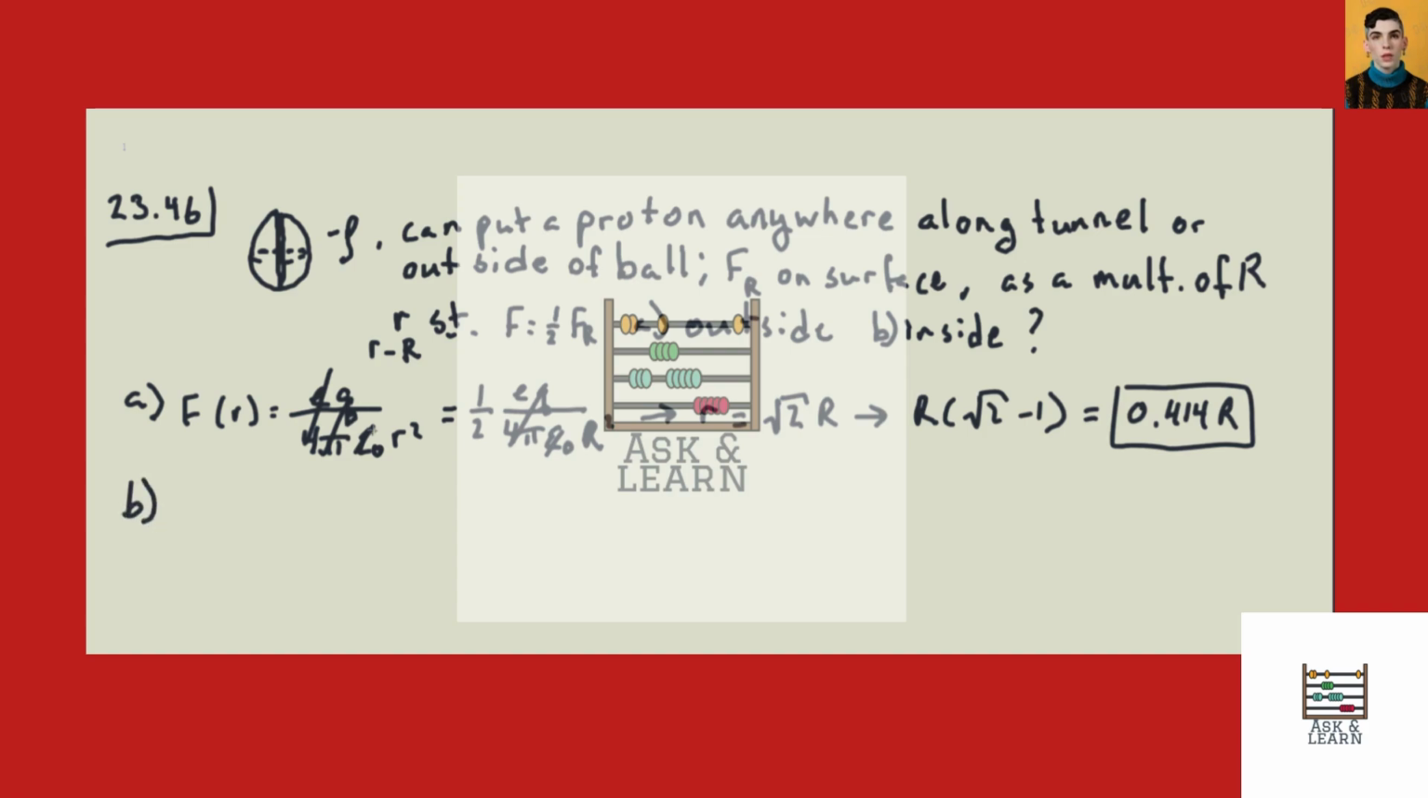Now if we put our proton in the tunnel, we just do the same thing here, except the electric field in the tunnel is going to look similar: 4 pi epsilon naught r squared times r. Should be an r cubed, I think. And then F sub big R still has the same expression.